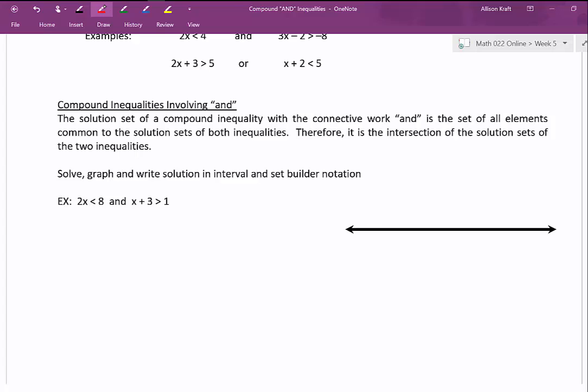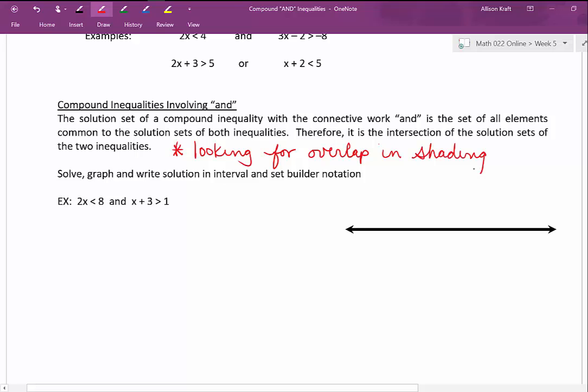We're going to be solving, graphing, and then writing our solution sets in interval and set builder notation. When we draw our graph, we are going to be looking for the overlap in shading. It was defined that our solution is the intersection of the solution sets, and earlier we discussed that intersection means the overlap.